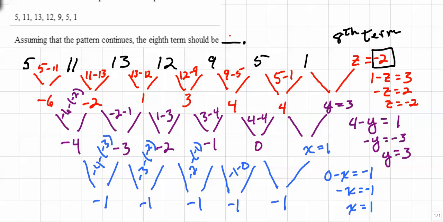And we can say that our answer will be this. Assuming that the pattern continues, the 8th term should be negative 2.